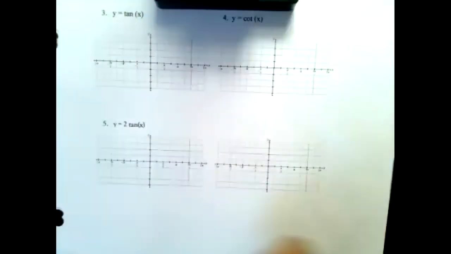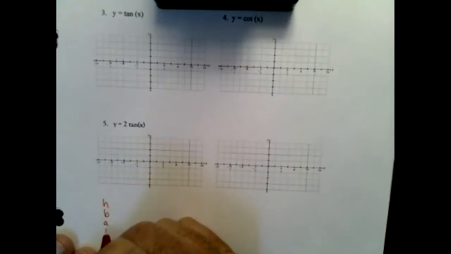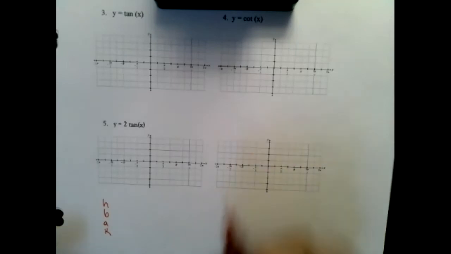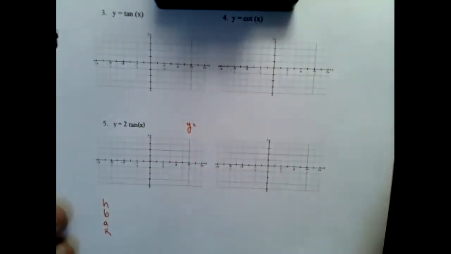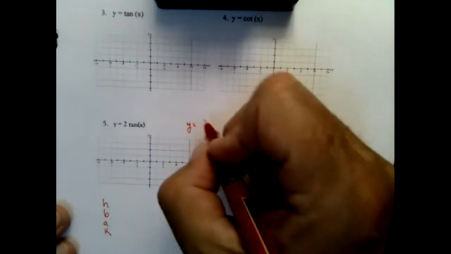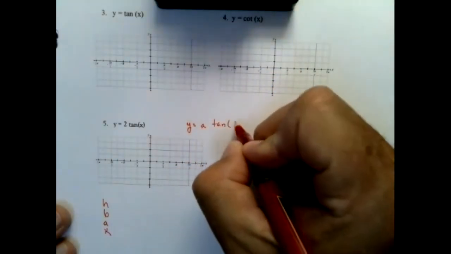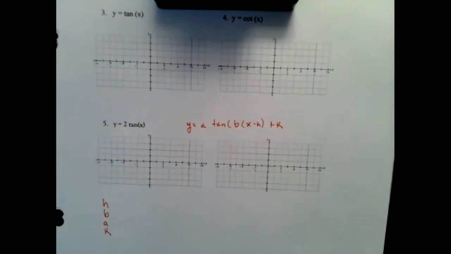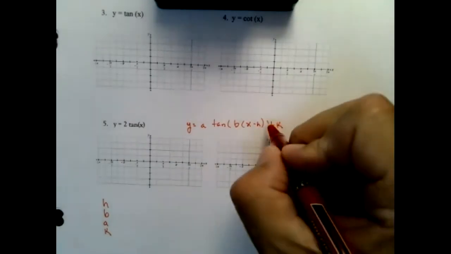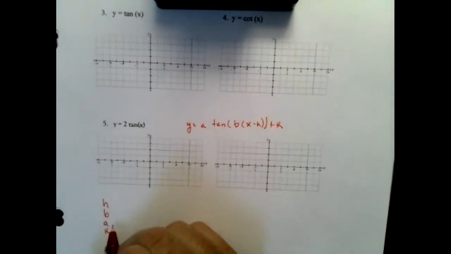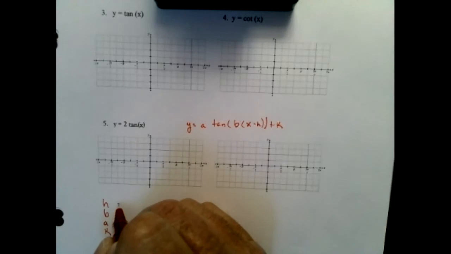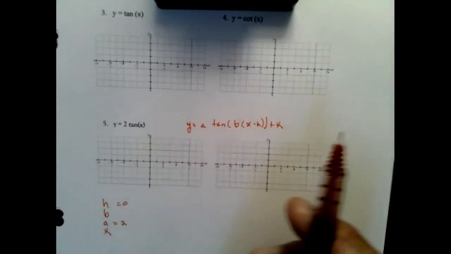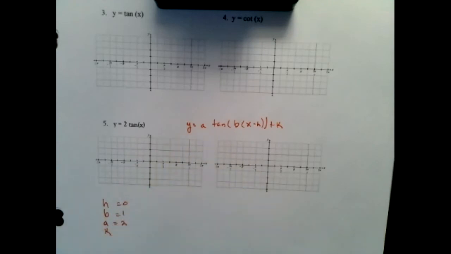Let's see if I follow protocol H, B, A, and K. My standard form would be y equals A tangent of B times x minus h, plus k. So if I wrote this underneath, I see A equals 2, H is 0, that's my default. B is 1, that's a default, and K is 0. So this is the only one I have to graph other than the parent function.